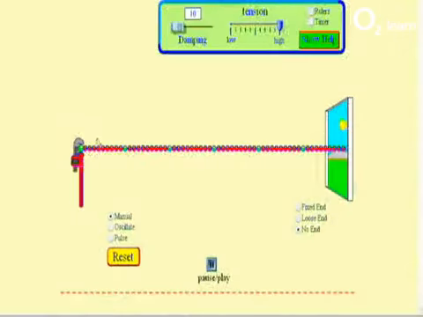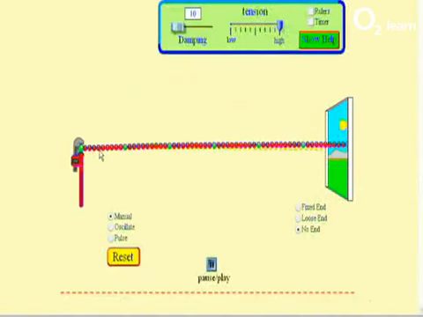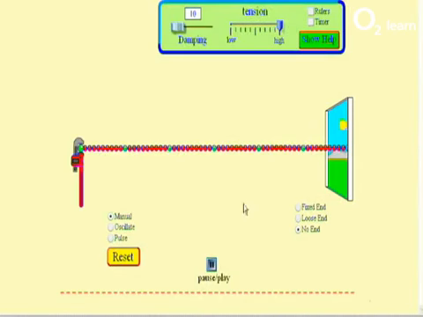First, how are standing waves made? I'm going to wiggle the end of the chain, and the pulse travels along, and nothing else happens because there's no end to cause a reflection.